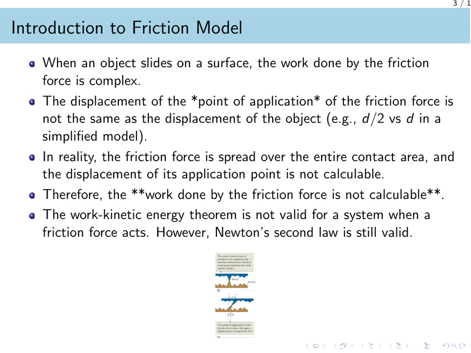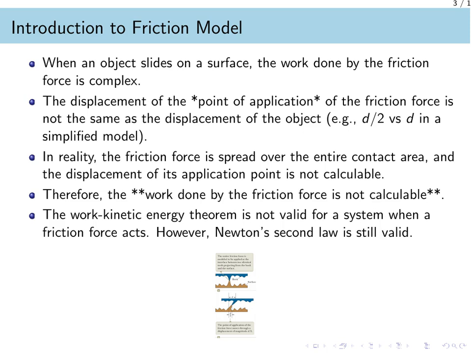We must first understand why kinetic friction complicates our energy calculations. The central issue is that the work done by the friction force is not calculable. This is because the displacement of the object is not the same as the displacement of the point of application of the friction force. For example, in a simplified model, the object might move a distance d, but the tiny irregularities causing friction might only move a distance d over 2.